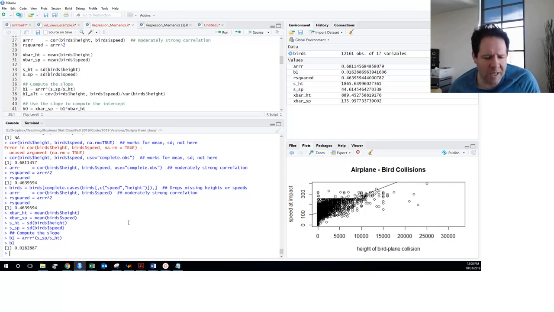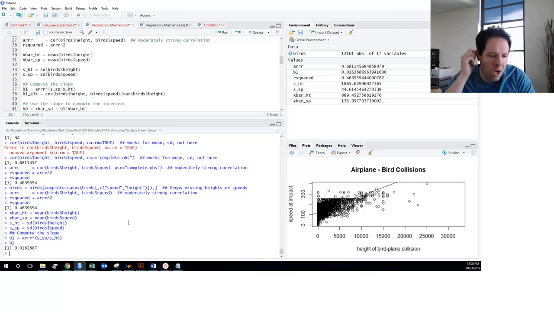It's got a very tangible meaning. What this means is, for every increase in height of 1 foot of the bird-airplane collision, as x increases by 1, my prediction via the regression line for speed at impact increases by this number. That's how you interpret a slope. It's: I go over 1, how much do I go up?